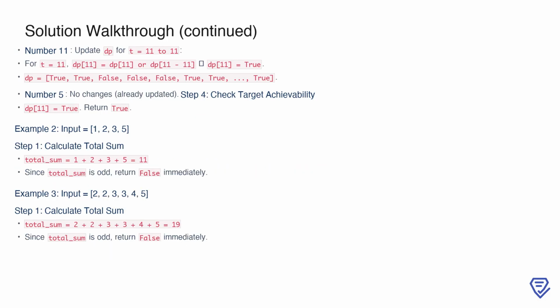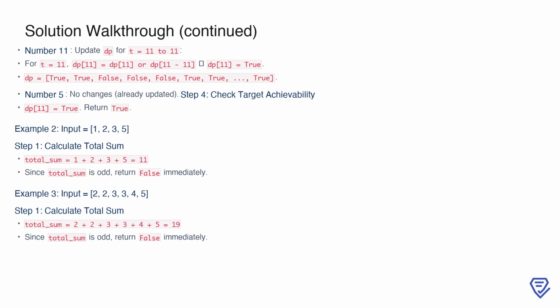Now, we process the number 11. For t equals 11, dp[11] is updated to true because dp[11 - 11] is true. This indicates that a subset sum of 11 is achievable, which matches our target. At this stage, the dp array confirms that the required subset can be formed. The second occurrence of 5 doesn't change the dp array since all relevant sums for this number have already been updated. Finally, we check if dp[11] is true. Since it is, we return true, indicating that the input array can indeed be partitioned into two subsets with equal sums.